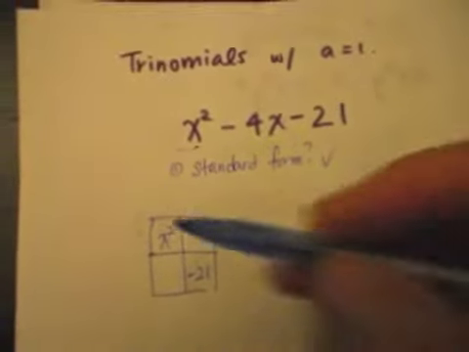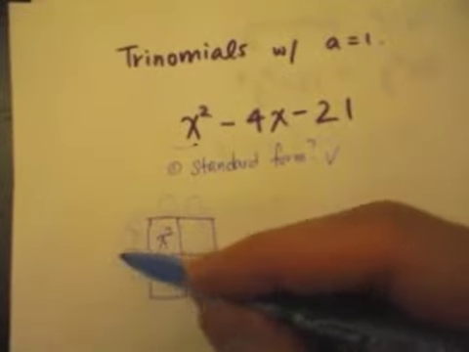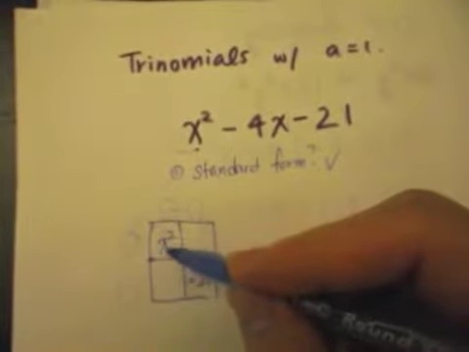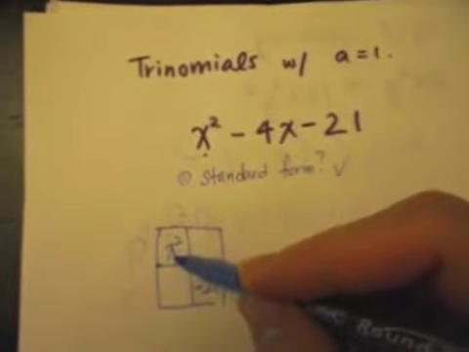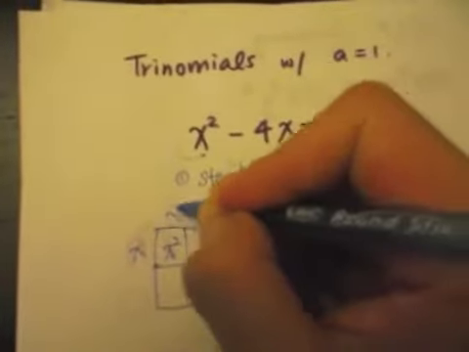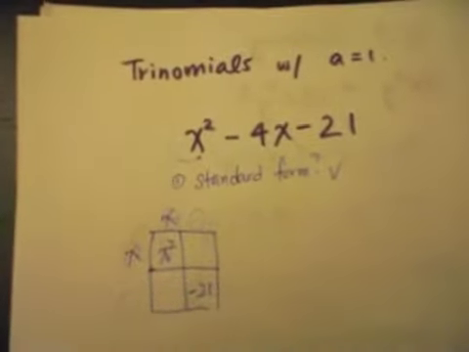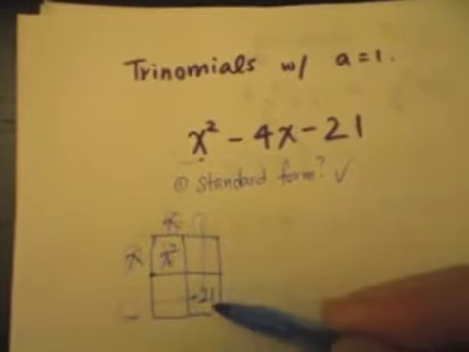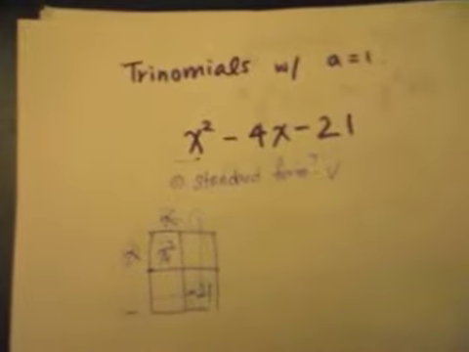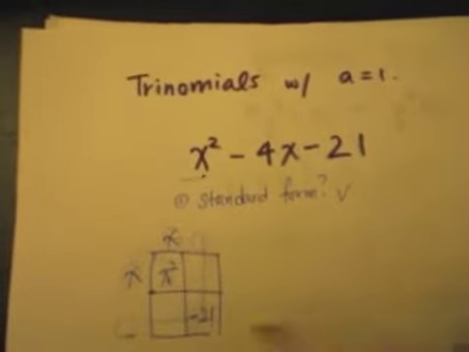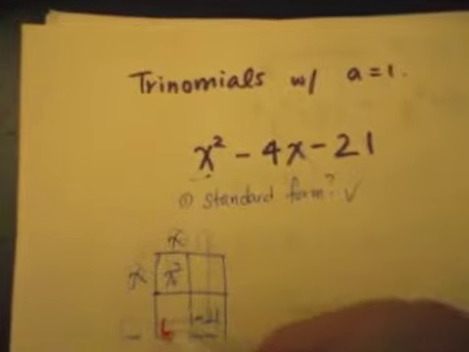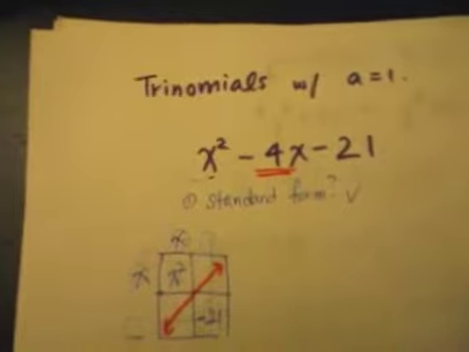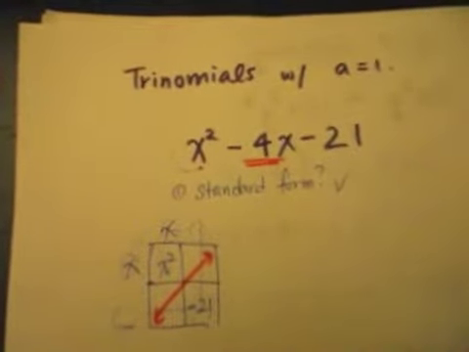Alright, and we need to figure out what these numbers and variables are going to be. These are our binomials. So right away you know that the only way to get to x squared is x times x. Now we need to figure out two numbers that are going to multiply to negative 21. But remember, when we combine like terms, we add these two boxes. They have to add up to negative 4x. That's what we discovered in class.